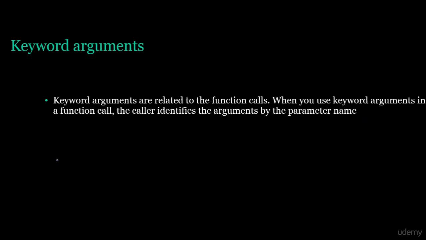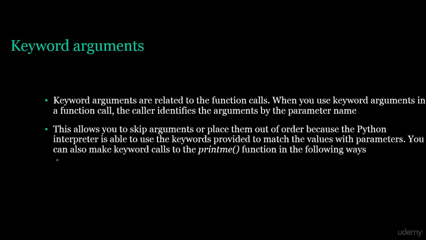Let's move to another type, keyword arguments. Keyword arguments are related to the function call. When you use keyword arguments in a function call, the caller identifies the arguments by the parameter name. This allows you to skip arguments or place them out of order because the Python interpreter is able to use the keywords provided to match the values with parameters.